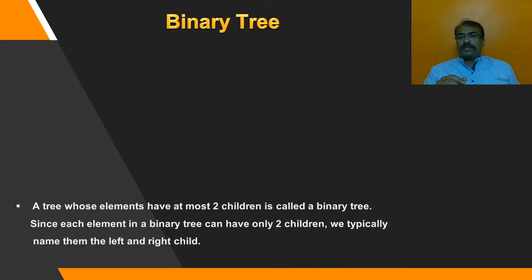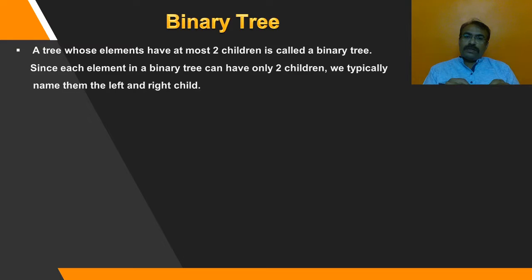What we are doing here is we are now restricting the tree, or rather the tree node, to have only at the max two children. So the tree whose nodes or elements have at most two children is called a binary tree. That means that the node of that binary tree can have 0, 1 or 2 children. It cannot have more than 2 children. This will be helping us to make the searching operation better.